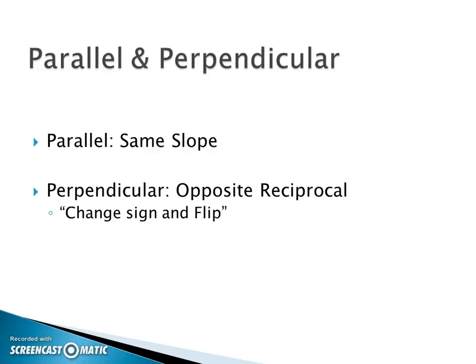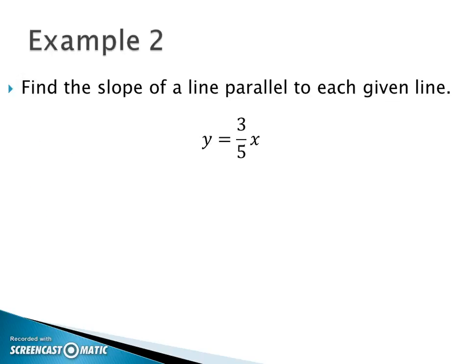Now we can get into the geometry of this. This is parallel and perpendicular slopes. Parallel means you have the same slope. Perpendicular means you have the opposite reciprocal slope, meaning you change the sign and you flip the fraction.